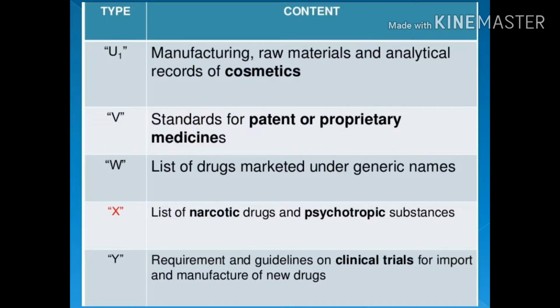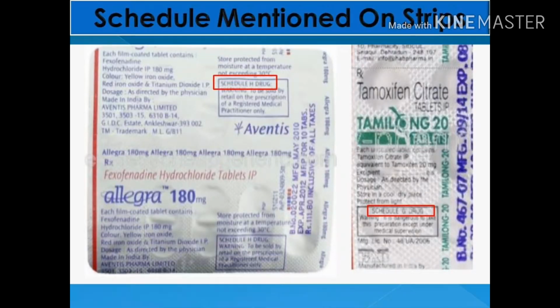Now, Schedule U1 consists of the information regarding manufacturing, raw materials and analytical records of cosmetics. Schedule V has the standards for patent or proprietary medicines. Schedule W contains the list of drugs marketed under generic names. Schedule X consists of the list of narcotic drugs and psychotropic substances. Schedule Y contains the requirements and guidelines on clinical trials for import and manufacture of new drugs.